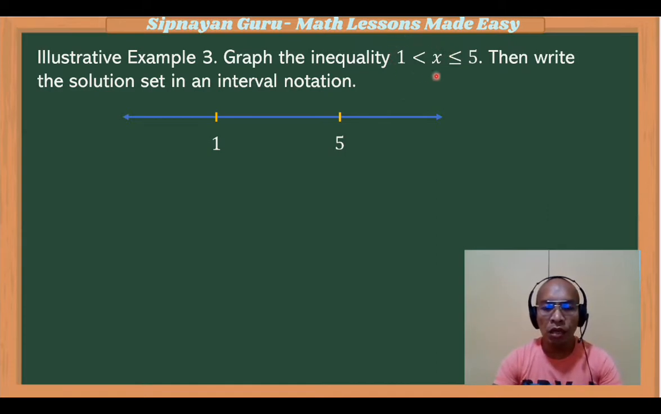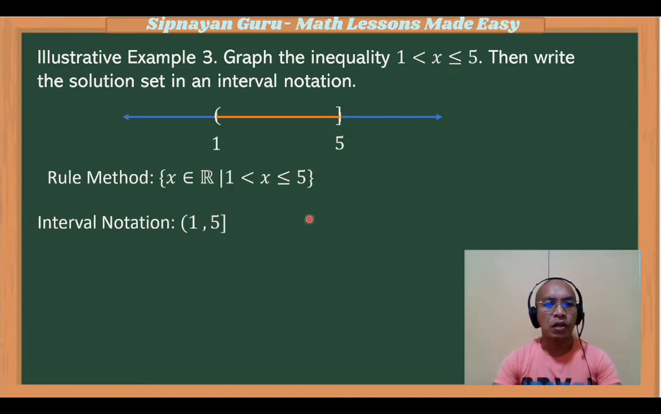Going to this first inequality, x greater than 1, all values that will satisfy that inequality should be at the right side of 1. And x that are less than or equal to 5, these are values that are to the left of 5. So in that case, this could be open and this would be closed. And the values of x that will satisfy this given inequality are in between 1 and 5.